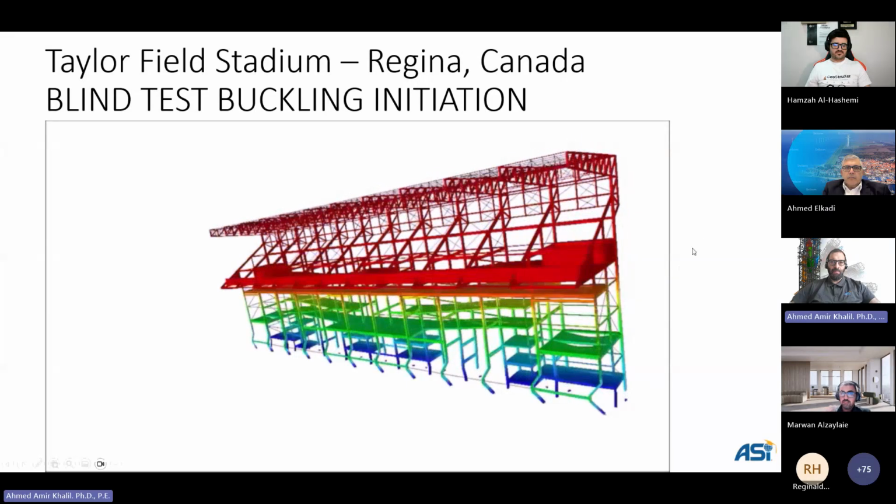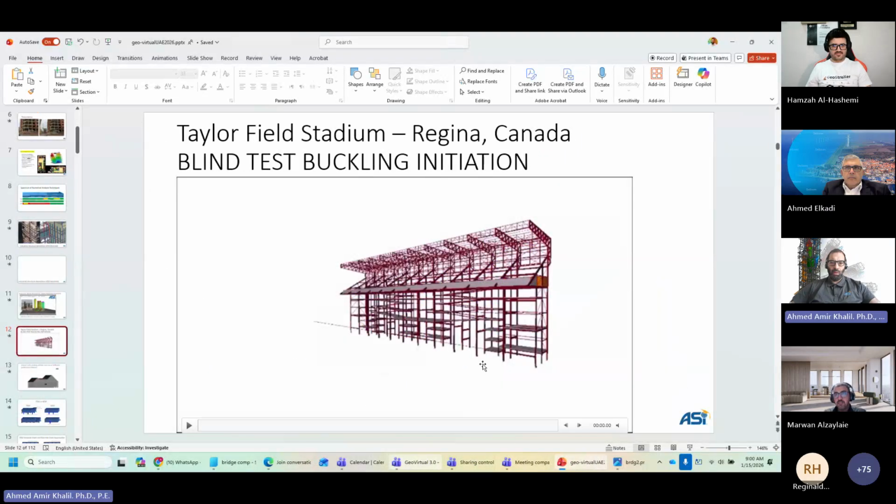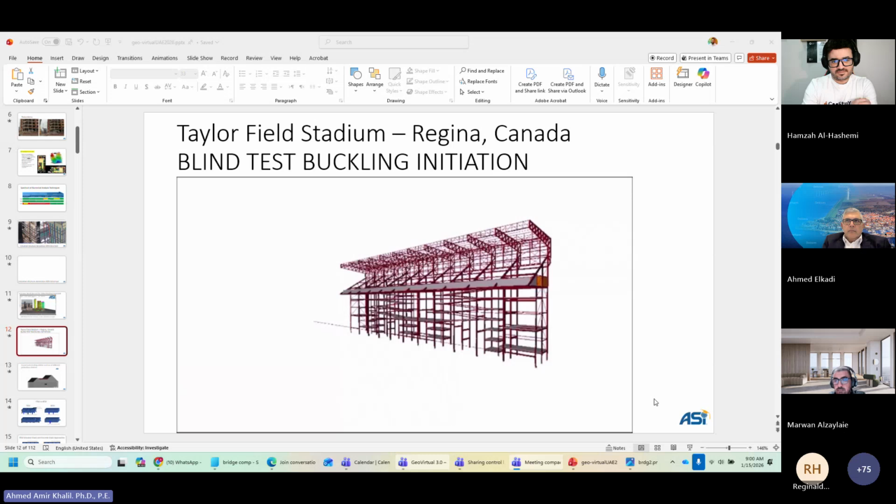Can you still see my screen? Maybe I will stop the video to improve the quality of the connection.